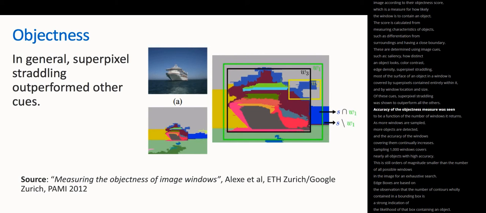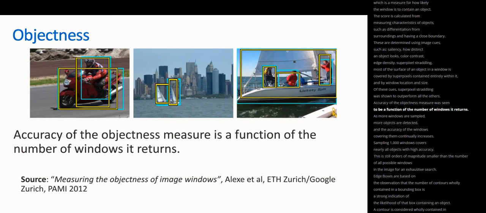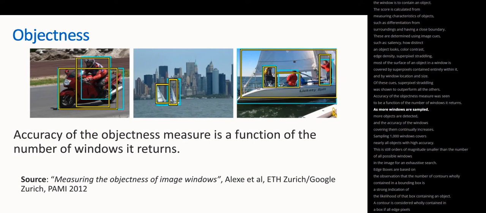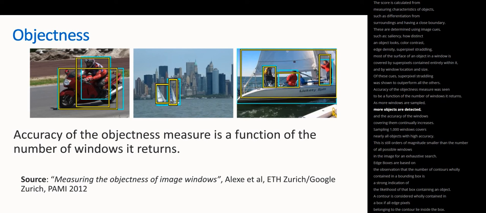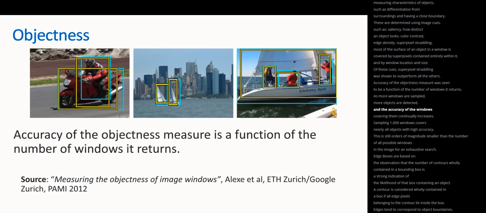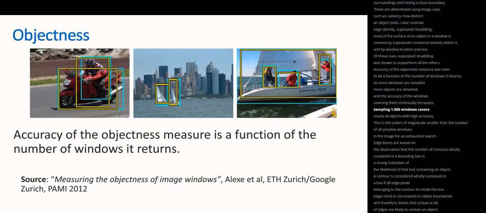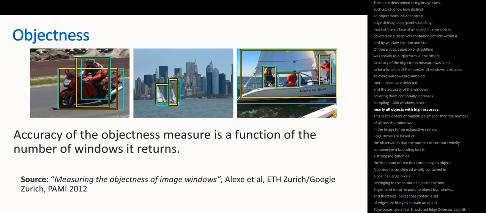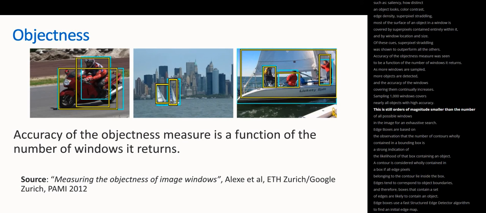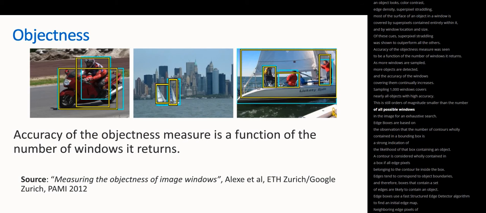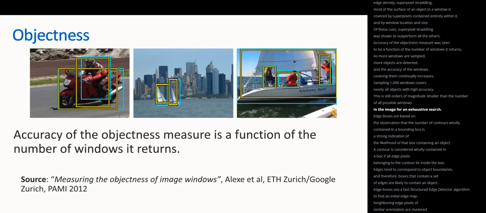Accuracy of the objectness measure was seen to be a function of the number of windows it returns. As more windows are sampled, more objects are detected, and the accuracy of the windows covering them continually increases. Sampling 1,000 windows covers nearly all objects with high accuracy. This is still orders of magnitude smaller than the number of all possible windows in the image for an exhaustive search.